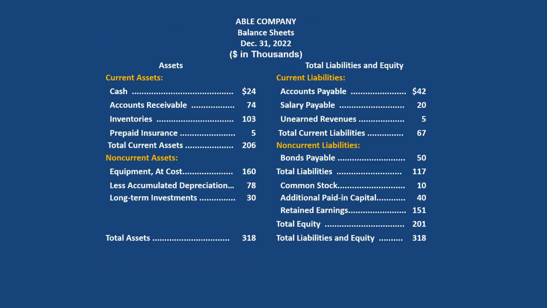Welcome back. How did it go? The answer is revealed in this categorized balance sheet of Able Company, providing you with a clear example of how assets and liabilities are categorized into current and non-current items.